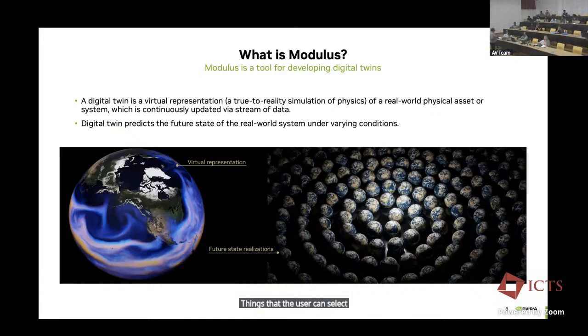No, not a GUI. Yeah, you are going to show something. How it looks like. Yeah, Modulus. So we'll take a look into that. Okay.